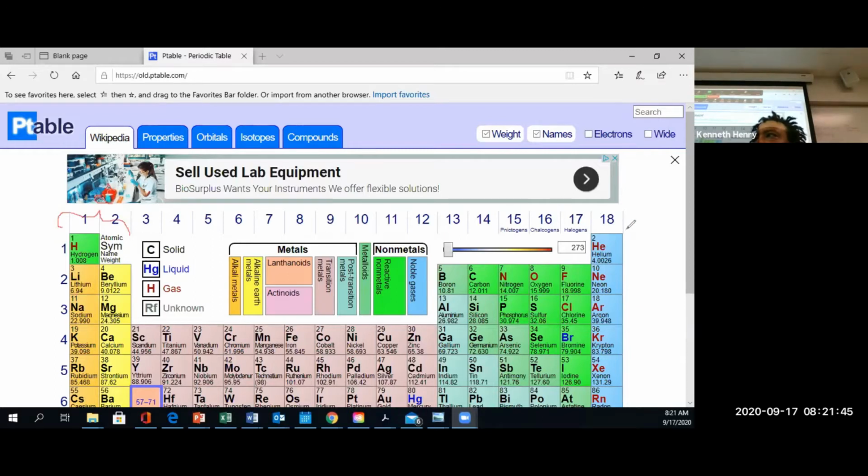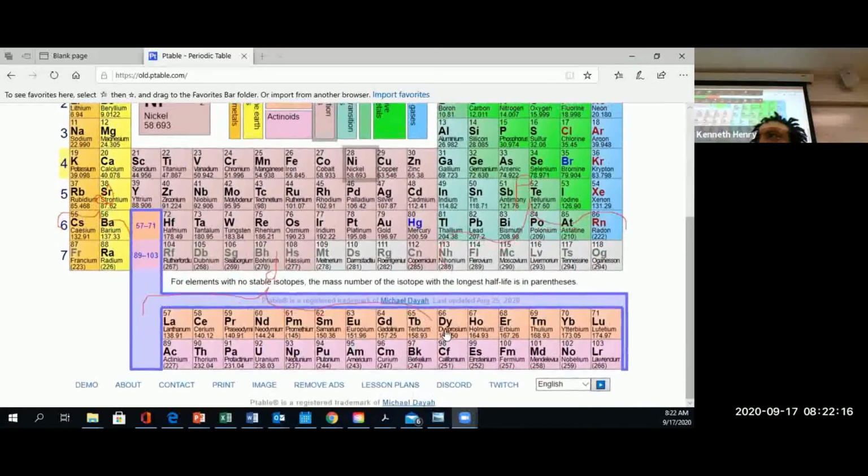We have the P sublevel, a little p, that holds 6 electrons. We have the D sublevel, which holds 10 electrons. And then we have the F sublevel, which holds 14 electrons.